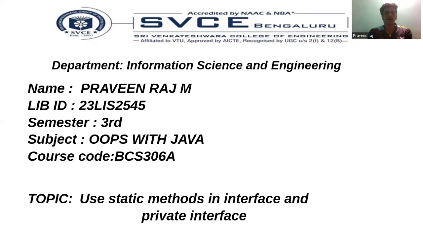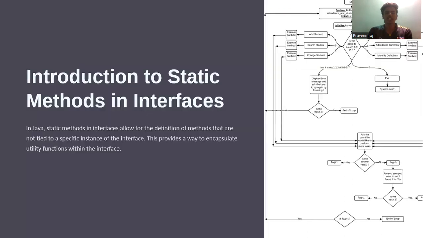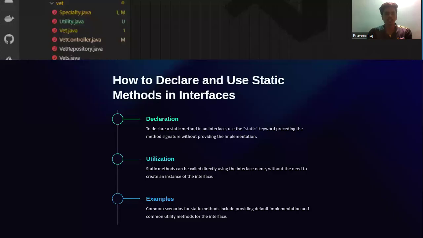OOPS with Java, and my topic is static methods in interfaces and private interface methods. Introduction to static methods in interfaces. In Java, static methods in interfaces allow for the definition of methods that are not tied to a specific instance of the interface. This provides a way to encapsulate utility functions within the interface.